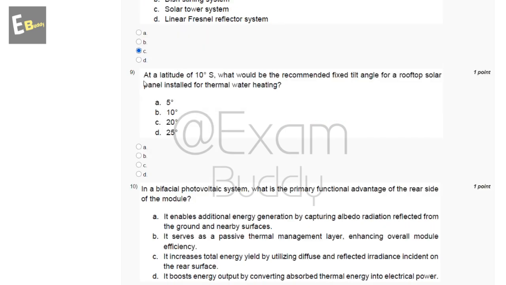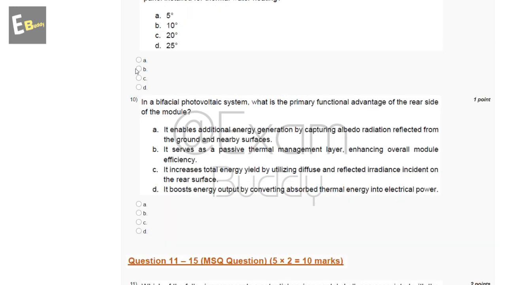Now the ninth question is, at a latitude of 10 degrees south, what should be the recommended fixed tilt angle for a rooftop solar panel installed for thermal water heating? So these are the options, and the answer of our ninth question is B, 10 degrees.